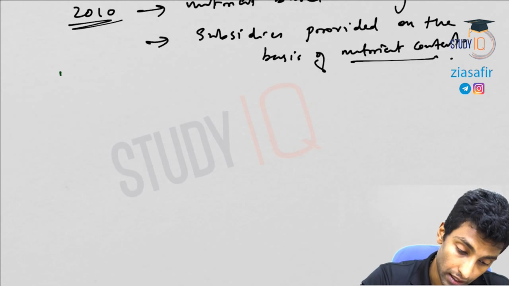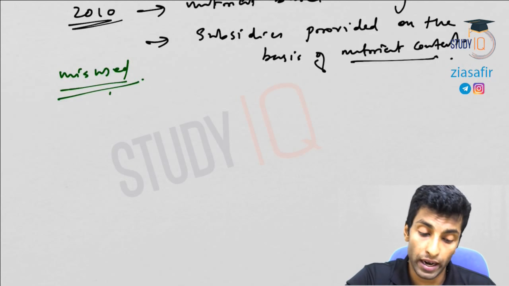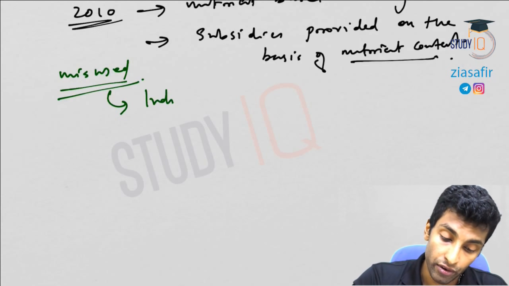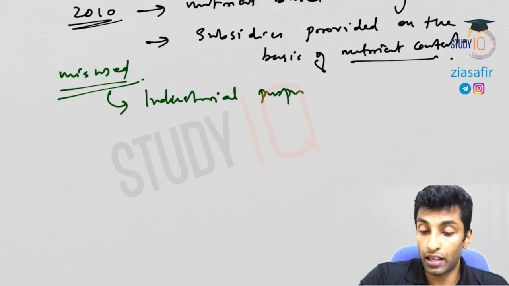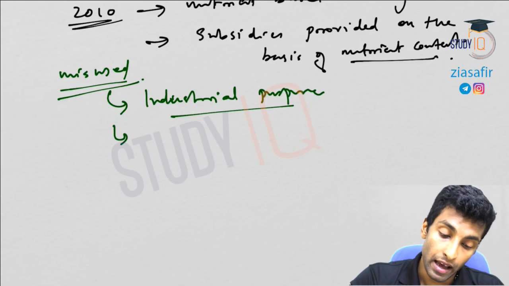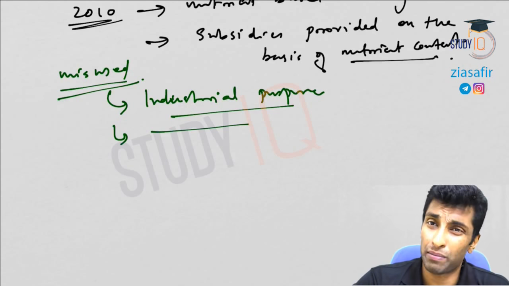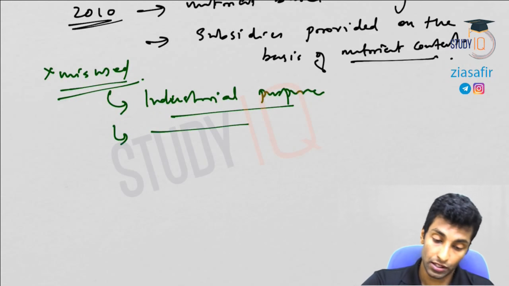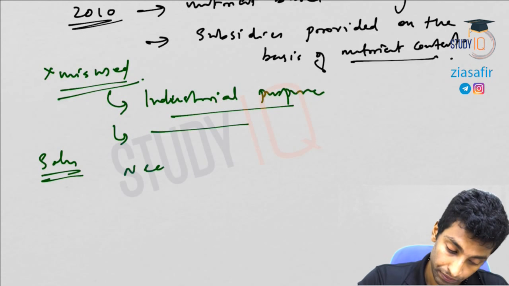It is actually misused, right? The problem is misuse. It is actually used for industrial purpose. The subsidy on urea which is given is diverted to industrial purpose. This is even used to make milk also, the adulterated one, and it is smuggled to Nepal. All these are black marketing. All these are actually issues with respect to this subsidy. What is the solution? Solution is neem coating, right?